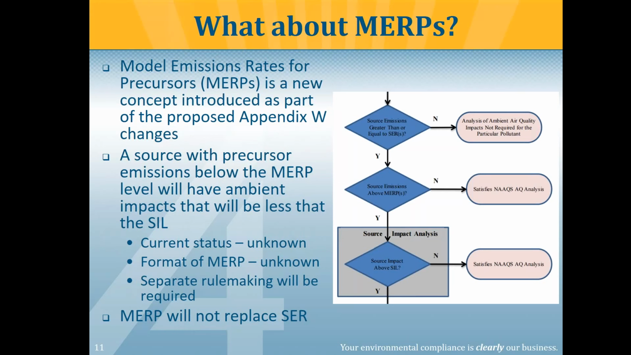So there's a lot of unknown, and clearly because of the way MERPs are going to be used, a separate rulemaking will be required in order to get them established in this flow chart. So there's a lot of uncertainty with MERPs, and also the timeline is not yet known. So in between now and when the MERPs are finalized, we are kind of stuck with going ahead with the SCR and SIL portion.